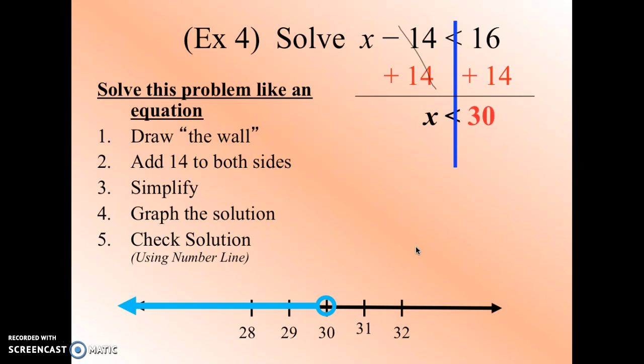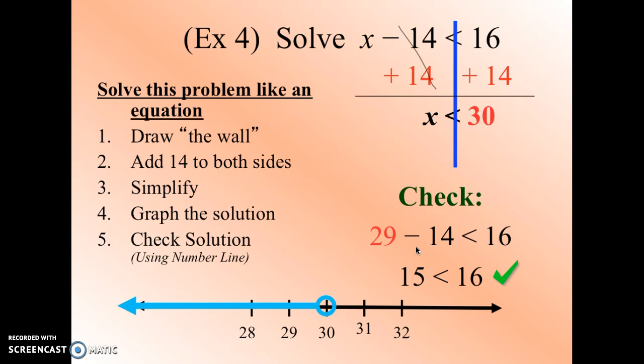So instead, using the number line, pick a number. Now, I picked 29, but you could pick any number less than 30. So I chose 29, and sure enough, 29 minus 14 is 15. Is 15 less than 16? Yes, it is.